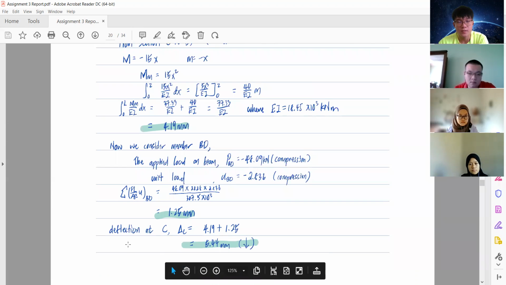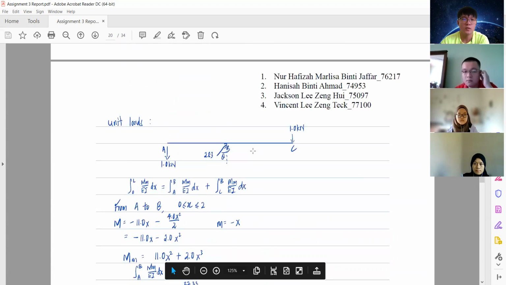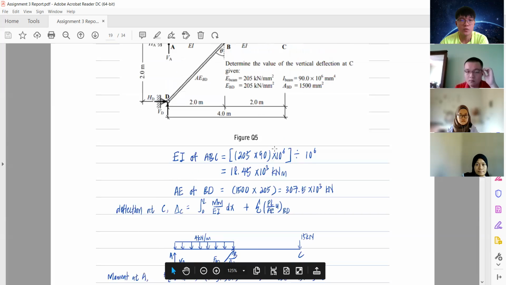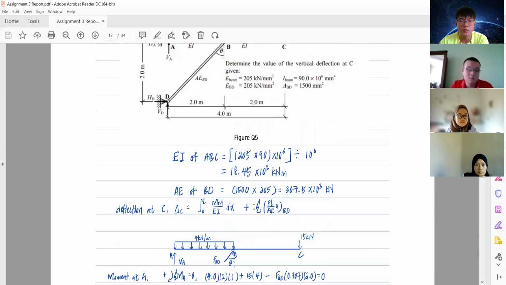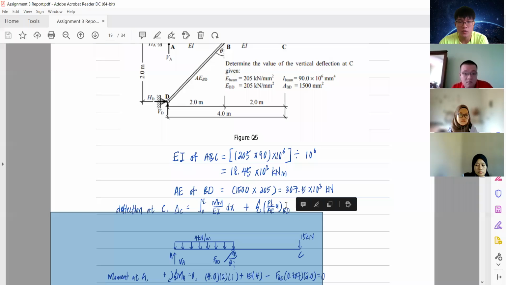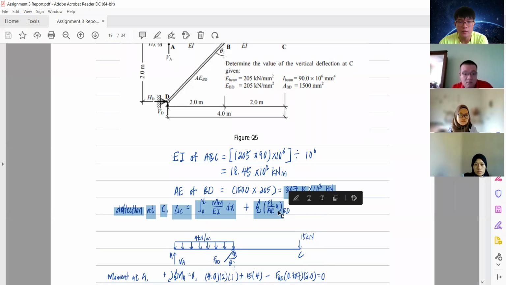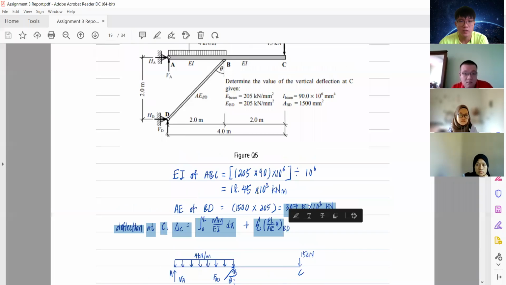So lastly, the deflection at C is 4.19 plus this 1.25. We will get the deflection at C is actually 5.44 mm in the downward direction. So this question is quite hard because it contains another member BD. So we need to use another part of the equation, which is PL over AE, in order to find the deflection at C.